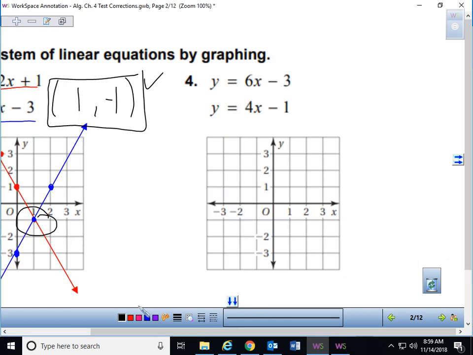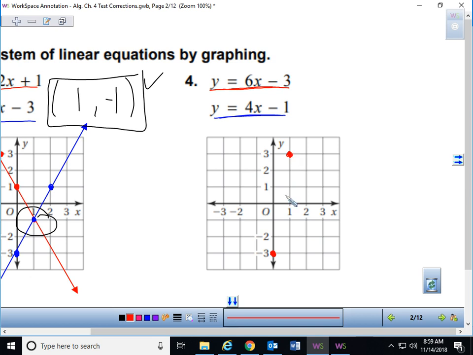Okay, let's jump over here to 4. I'll do the same thing. The top equation will be in red, the bottom will be in blue. Always start with the y-intercept for the top equation. The y-intercept is -3, so I'm going to plot that first. Slope is +6, so let me just rise 6 boxes: 1, 2, 3, 4, 5, 6. Run to the right 1.